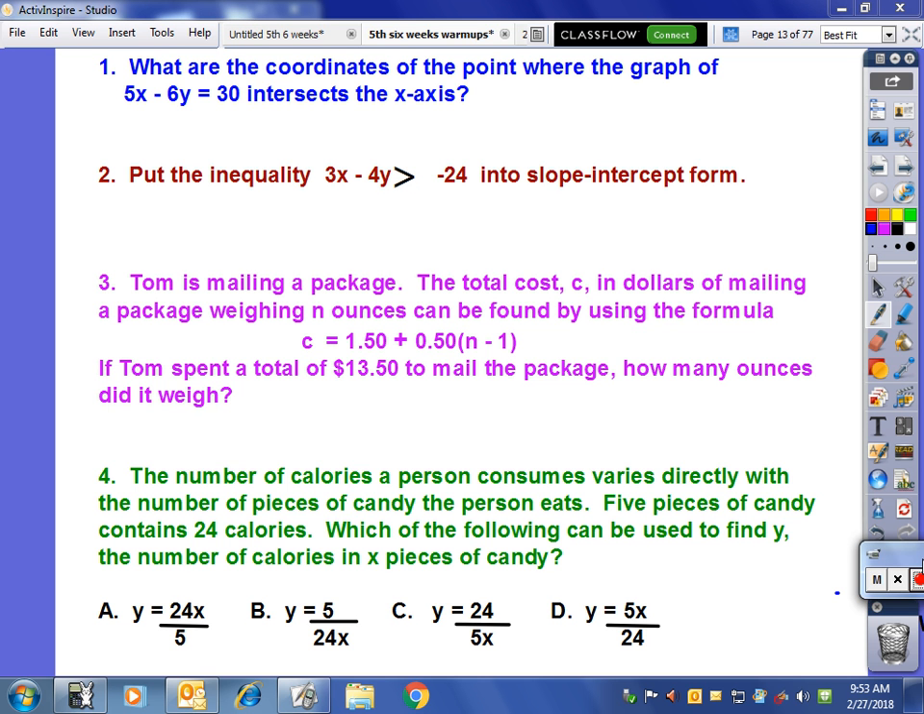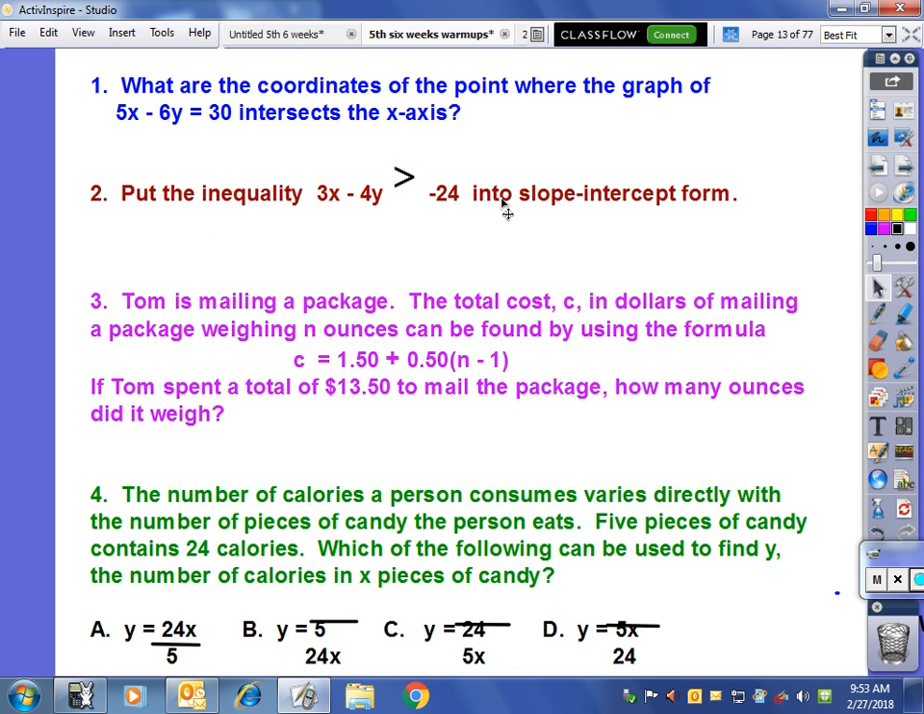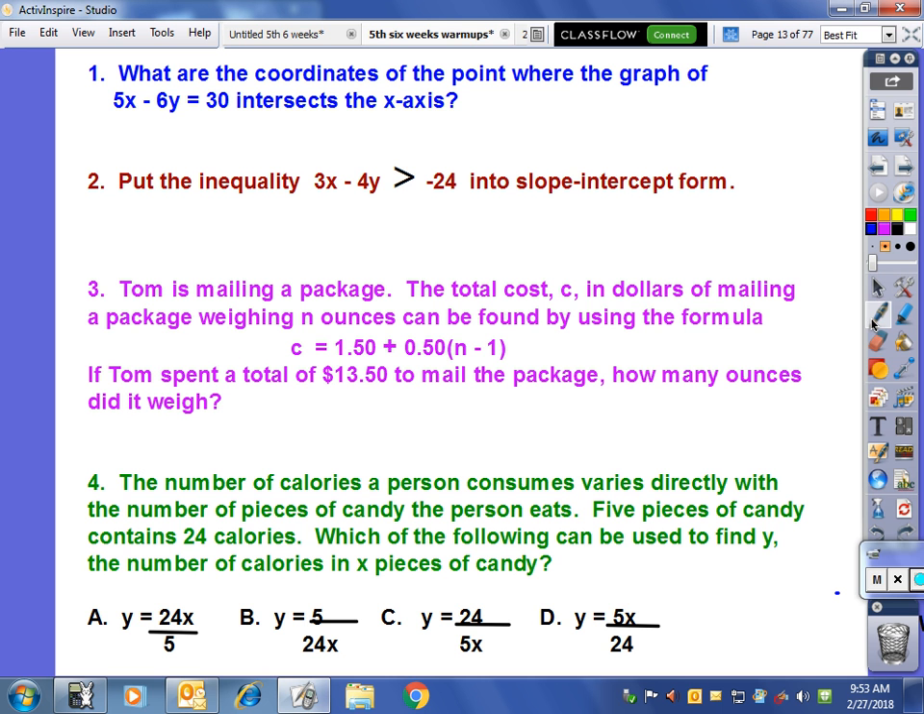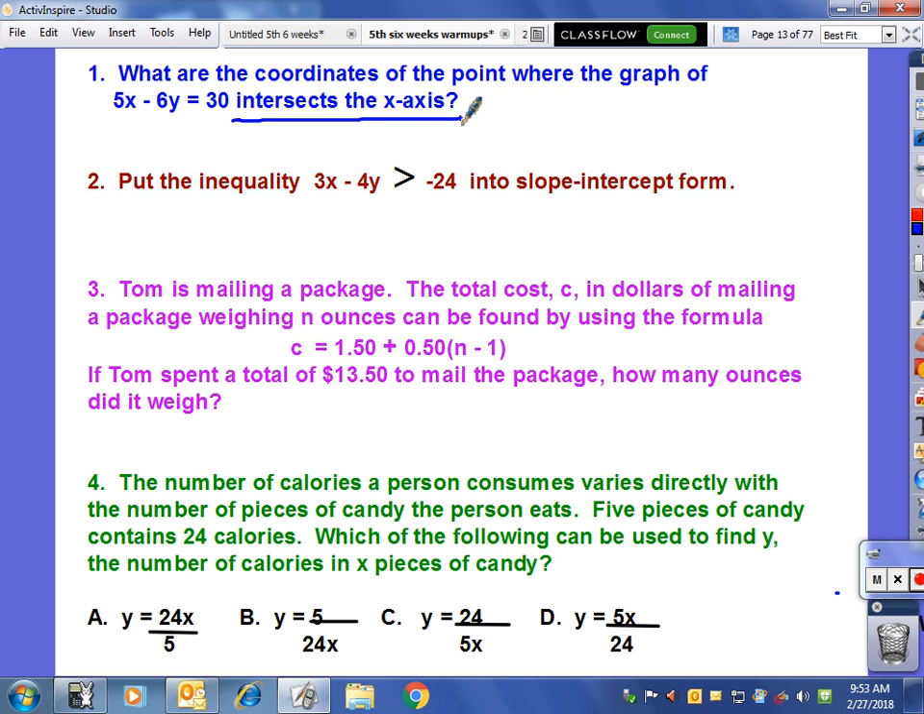Number one, a lot of kids were struggling with number one because they didn't know what it was asking. What is it asking? The x-intercept, the zero, the root. Where does it intersect the x-axis? This is basically what you did for homework last night, but do you see how they like to take something simple and make it sound more complicated? They want the coordinates of the point, so they want you to write it as a point where it intersects the x-axis. Well, that happens when y is 0.